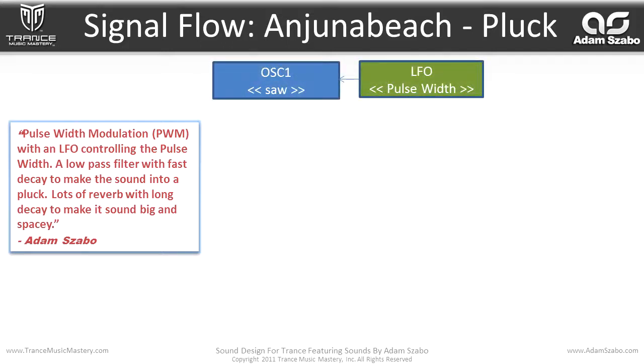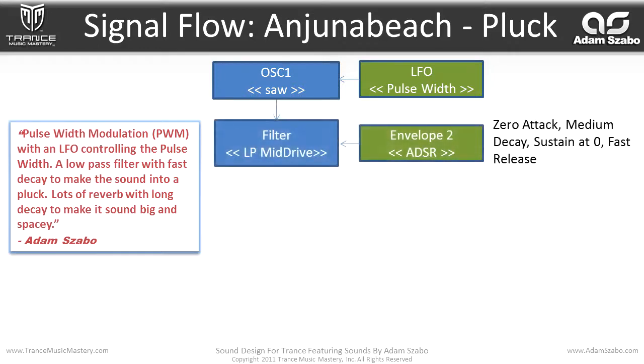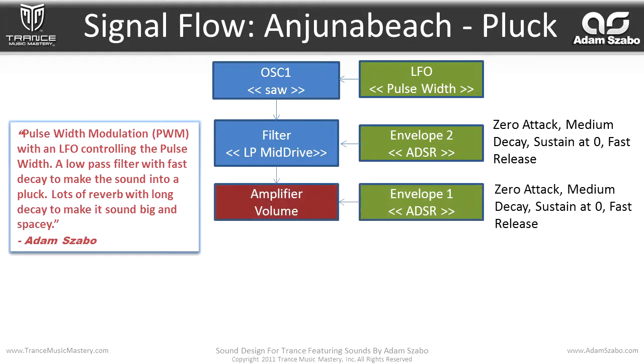So this is a single oscillator patch with a saw wave, and there's an LFO modulating the pulse width. Then the signal flows into the filter with an LP low-pass mid-drive with a cutoff frequency modulated by envelope 2 with zero attack, medium decay, sustain at 0, and fast release. Then that flows into the amplifier with the volume being modulated by envelope 1 with zero attack, medium decay, sustain at 0, and fast release.